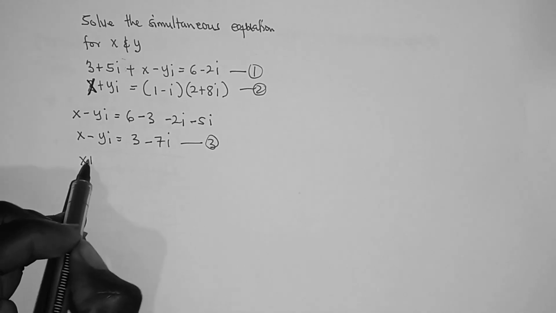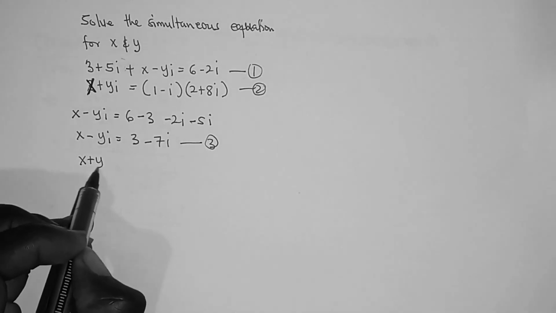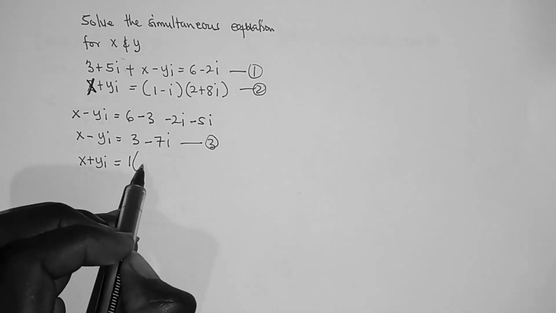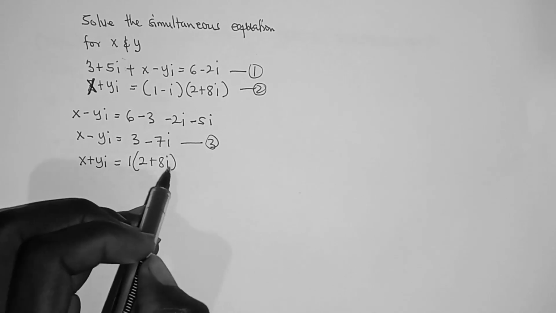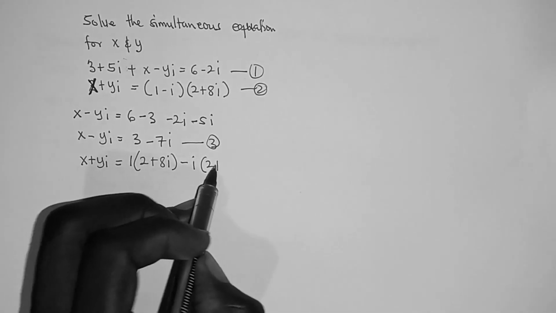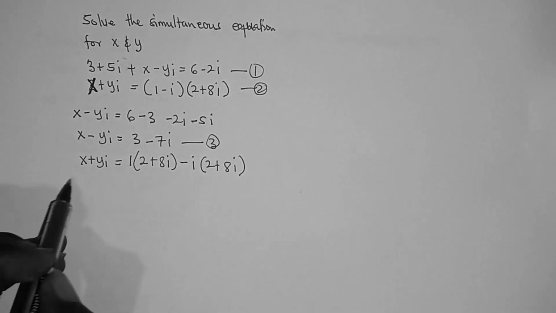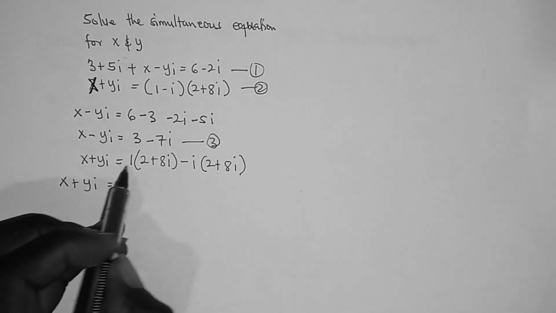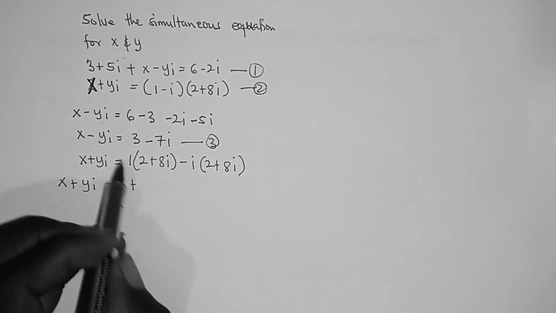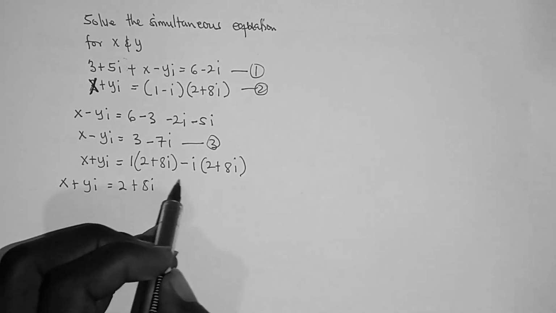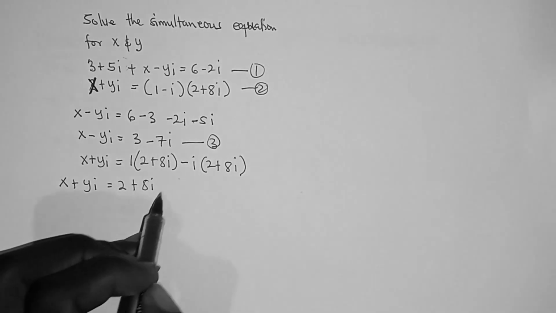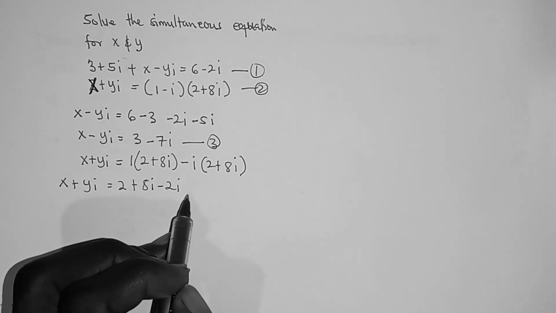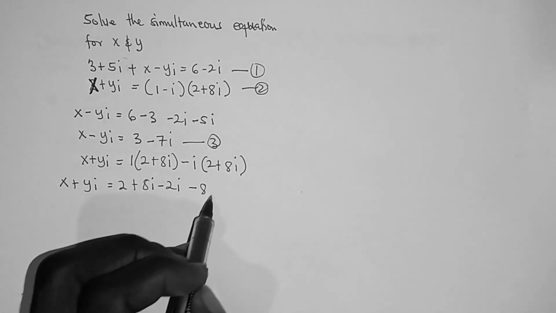It becomes x plus yi equals, let's expand this. That is 1 times 2 plus 8i. Then minus i times 2 plus 8i. So x plus yi is equal to 1 times 2 is 2, and plus 1 times 8i is 8i. And minus i times 2 is minus 2i, and minus i times 8i is minus 8i squared.